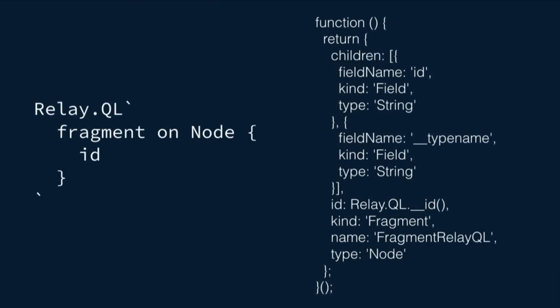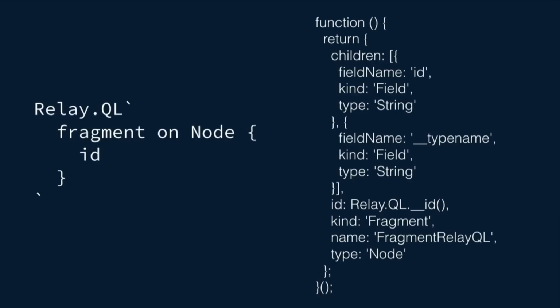But other times, we're able to see that we know that this change is going to make a real benefit for our applications. So let's look at a couple of the ways that we're able to achieve really good performance. On the left, we have a very, very simple fragment on node ID. And this relay.ql tag, we have a Babel plugin that analyzes and transforms this fragment. So on the right is what is actually produced by this.